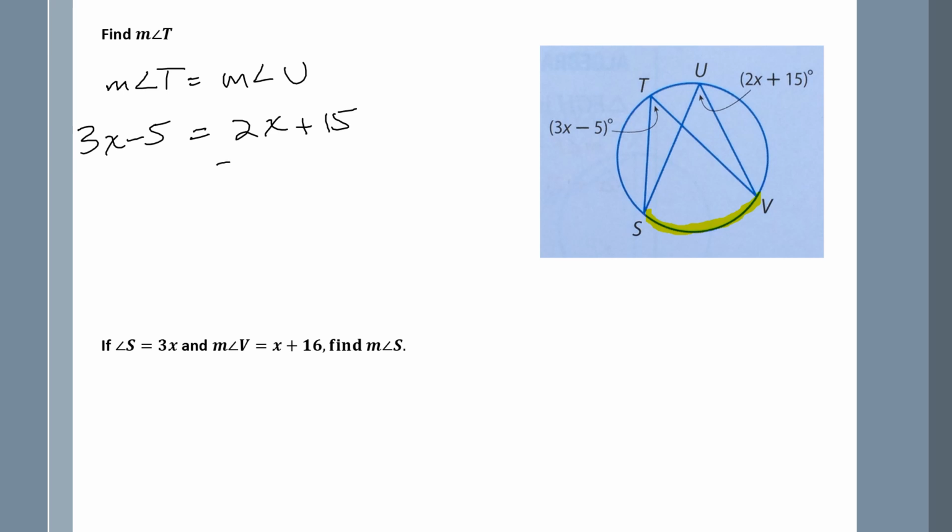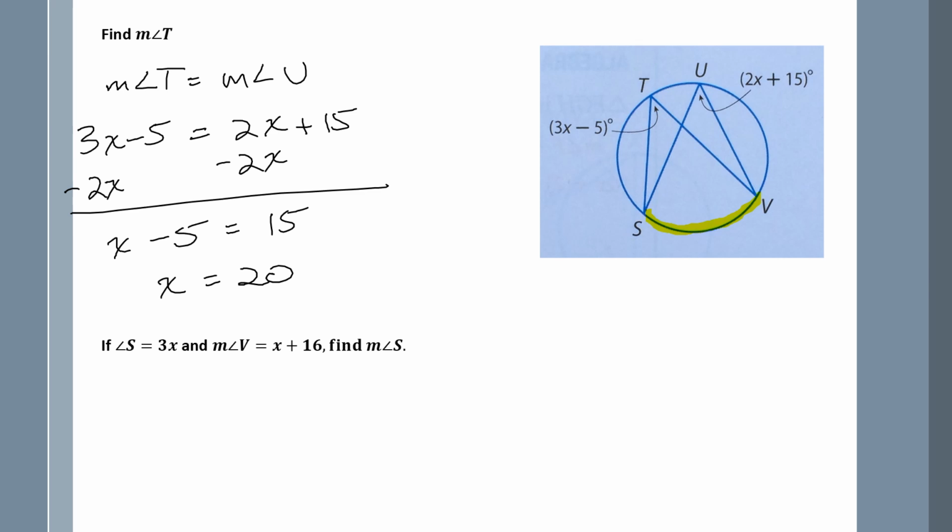So we're going to subtract 2x from each side of this equation and end up with x minus 5 equals 15. Add 5 to each side, and I end up with x is equal to 20. Now they want us to find the measure of angle T, so that would be 3 times 20 minus 5, which is 60 minus 5. So the measure of angle T is equal to 55.